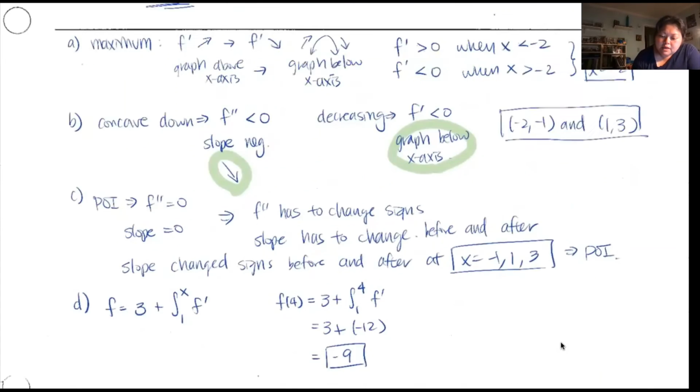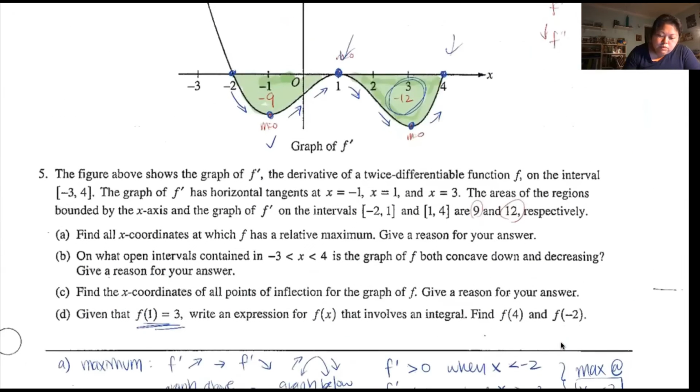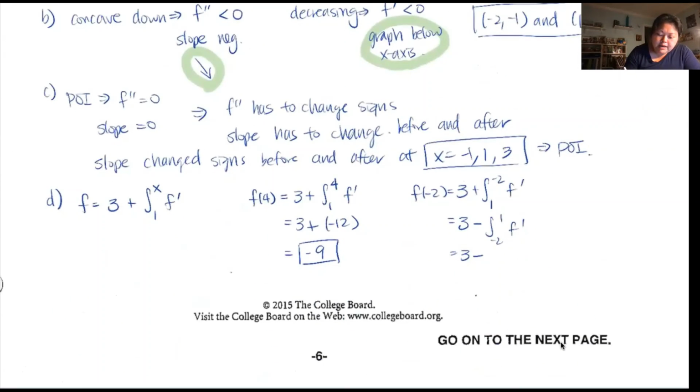That's the first answer. The second one is looking for f of -2. So f of -2 is equal to 3, the initial condition, plus the integral from 1 to -2 of f prime. Now we have a problem. We can't go from 1 to -2 because it's not small to big. So remember, we can switch our interval around by adding a negative to the integral. So it's 3 minus the integral from -2 to 1 of f prime. So now it's 3 minus, what is -2 to 1? Well, from -2 to 1, my area is -9. So it's going to be 3 minus a -9, which gives us a final answer of 12. Okay? All right, that's it.